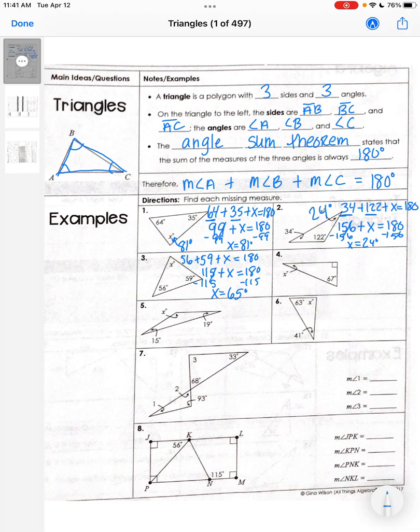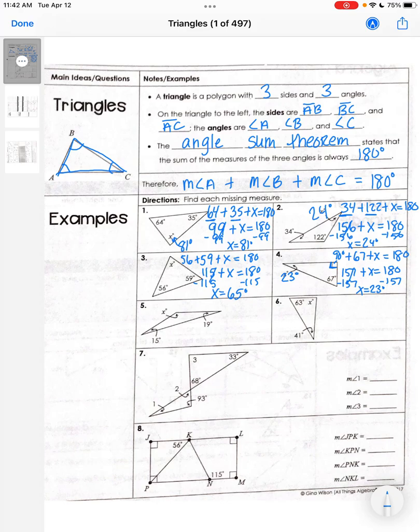Looking at number 4, remember when we talked about right angles, we said that little box equals 90 degrees. So you do have the degrees here that you need. So we have 90 plus 67 plus x, that all needs to equal 180 degrees. Add your 90 and your 67, we get 157 degrees. Subtract 157 from each side, and we get x equals 23 degrees.